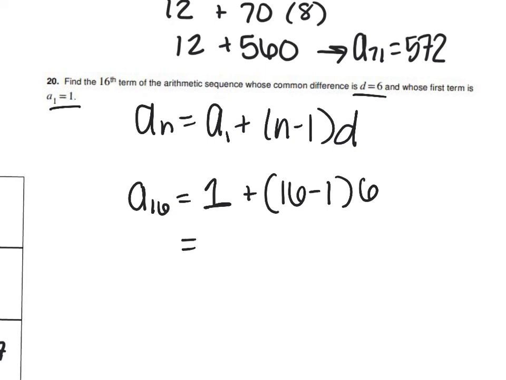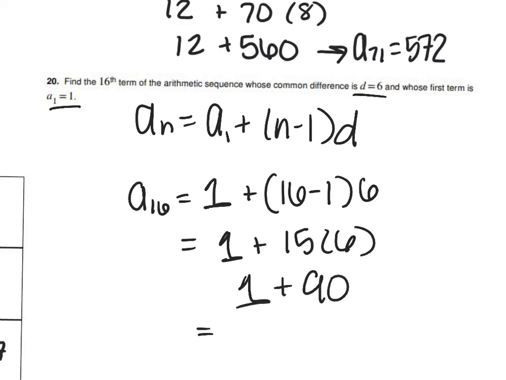So now you just simplify. 1 plus 15 times 6. 6 times 10 is 60, plus 5 times 6 is 30. 60 plus 30 is 90, plus 1. A sub 16 equals 91. That's your answer.